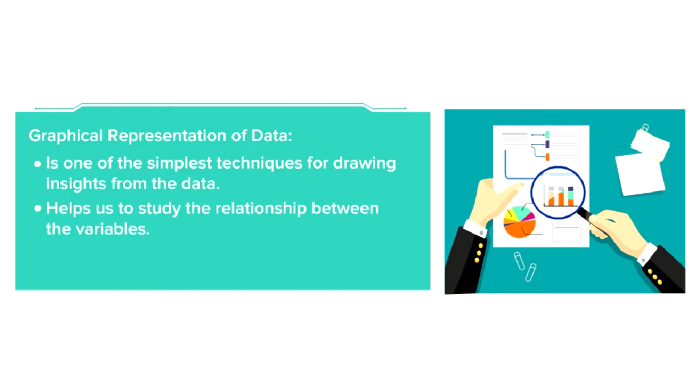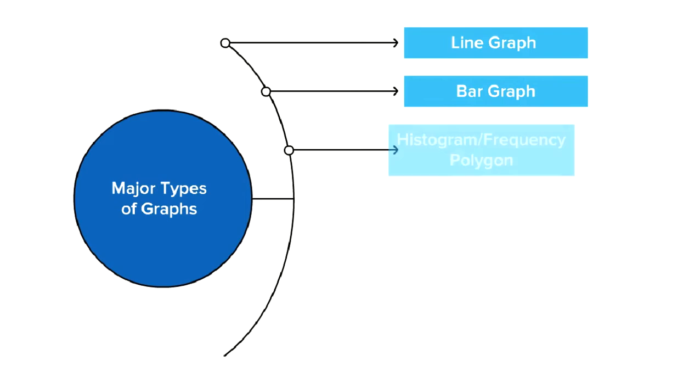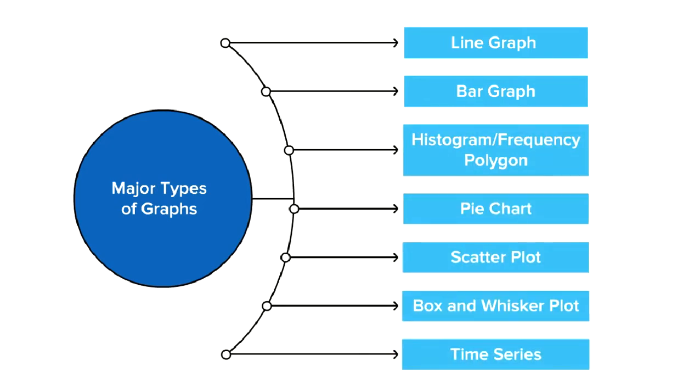This not only helps us to study the relationship between variables, but also helps to identify the trend and patterns across the variables. Now, let us talk about some of the major types of graphs which are commonly used for data analysis.